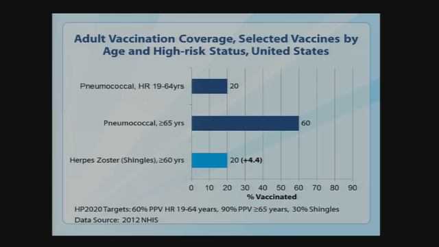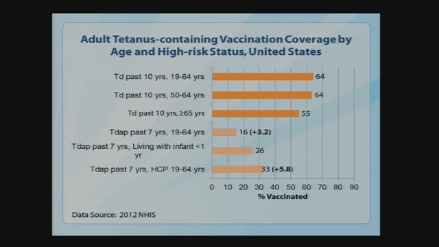Looking at tetanus vaccination during the previous 10 years, the proportion of adults who received tetanus vaccination during that period was 64% for adults 19 to 64 years, as well as those 50 to 64 years. Td vaccination for adults 65 and older was 55%. Looking at adults 19 to 64 years who received Tdap during the past 7 years, the estimate was 16%, representing a 3.2 percentage point increase compared to 2011. And again, that increase was primarily due to increases in non-Hispanic whites.